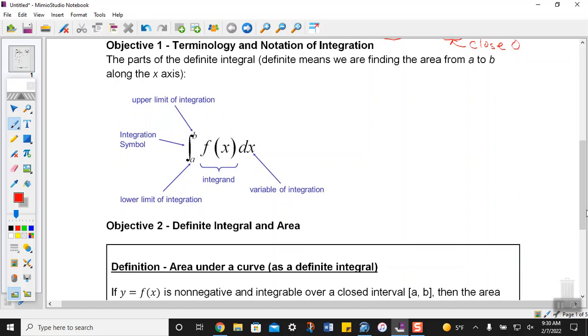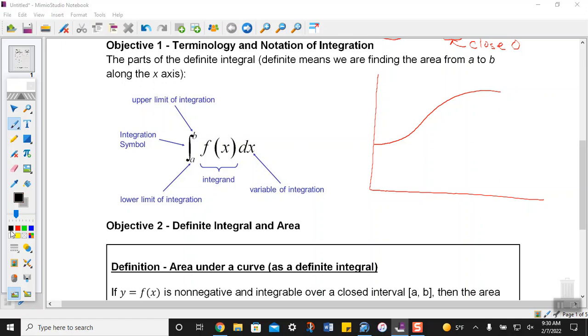Let's talk objective 1 right here, guys. Terminology and notation of integration. It says the parts of a definite integral. Definite means we're going to be finding the area from what to what? A to B, along the x-axis. I want to make a little sketch here. Is that okay with you guys? Let's make a sketch that looks like this. You might have a graph that does something like this. You might want to sketch this, totally up to you.